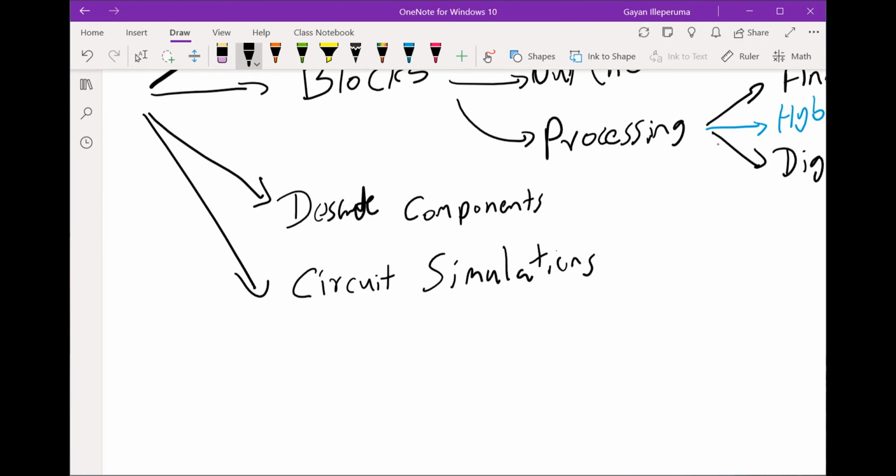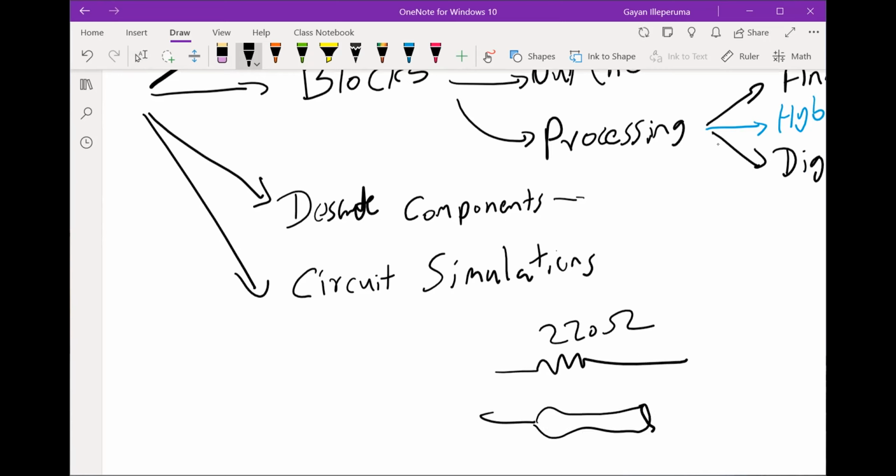Next, we are going to actually build a circuit. So there you have to learn about different discrete components. In theory, you might say, okay, this is a 220 ohm resistor. But in reality, you won't get a resistor like this. What you physically get is something like this, and you have certain bands. Then you have to know how to find the value.